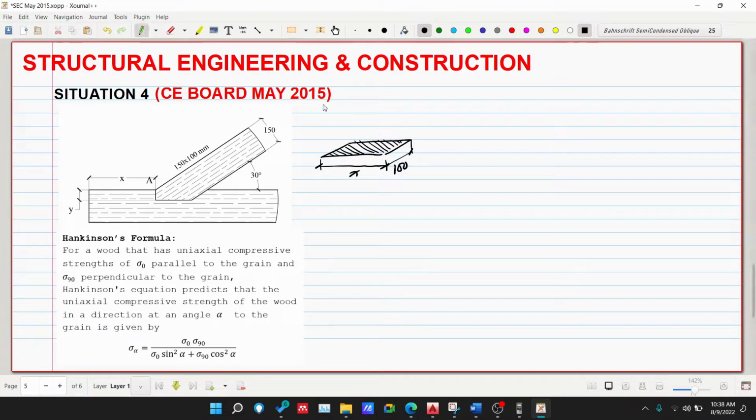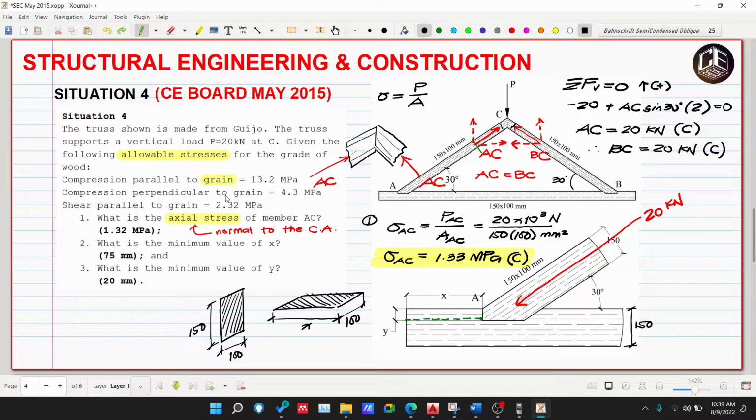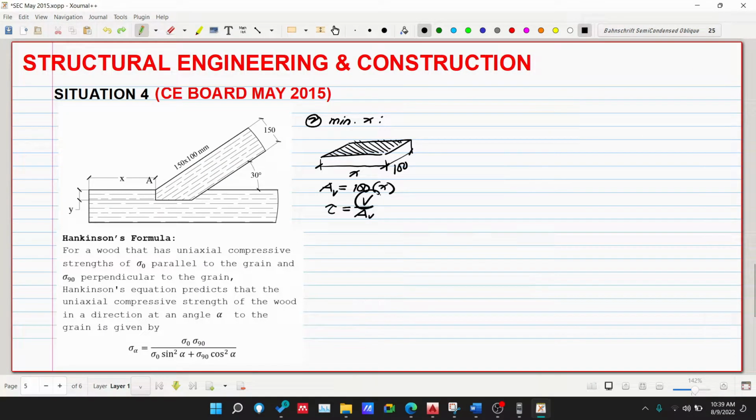Under tayo dito sa number 2, minimum X. So kapag sinabi natin minimum X, magagaling lamang yan sa allowed or allowable stress. Okay? So ang ating area dito is equivalent to 100 multiplied by X. Kung shearing to, ibig sabihin tau is equivalent to shear force over shear area. And ang ating shear area nga is 100 multiplied by X. So kung meron tayong allowable shear stress na 2.32, ang tanong na lang is ano yung ating shear force.